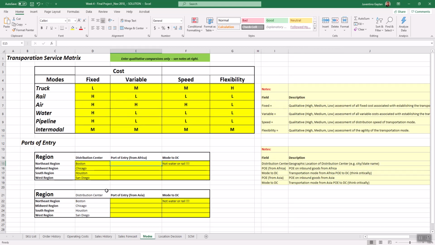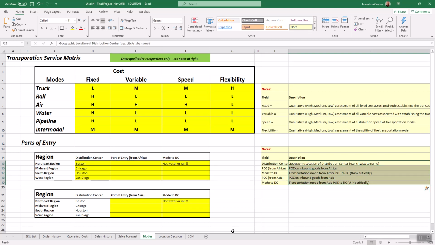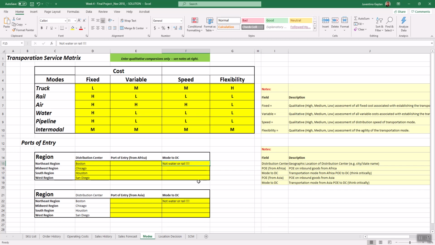For the modes, you're going to go ahead and pick distribution centers subjectively, wherever you would like to have them in the different regions. I just filled those in as examples. And then you're going to describe where the port of entry from Africa would be. Make sure you pay attention to the notes over here because this gives you some good information. And then you're going to describe what mode of transportation you'll have to your distribution center. That's what DC stands for.